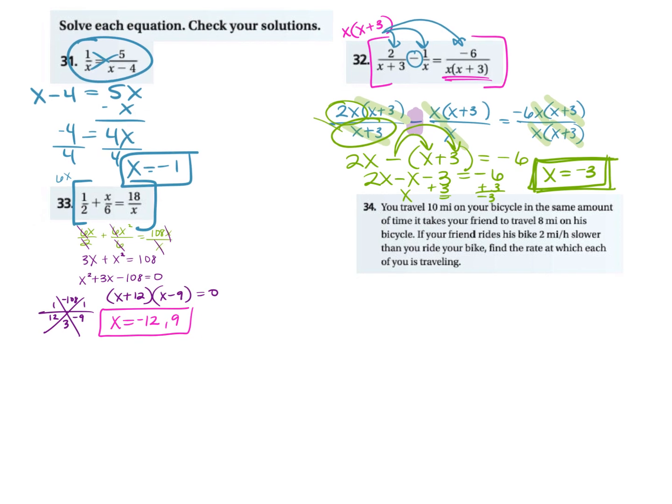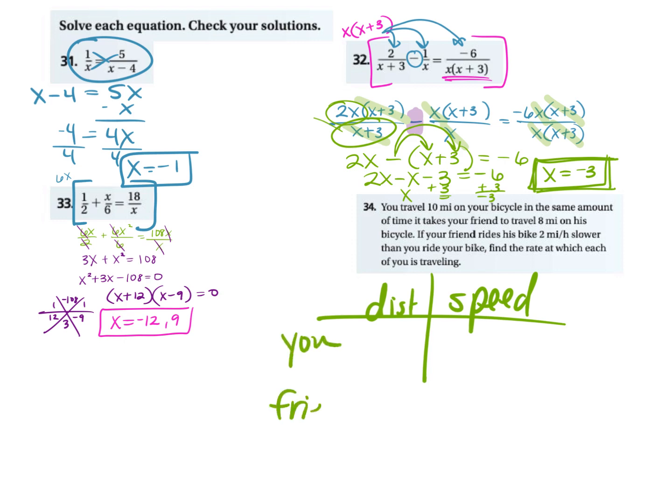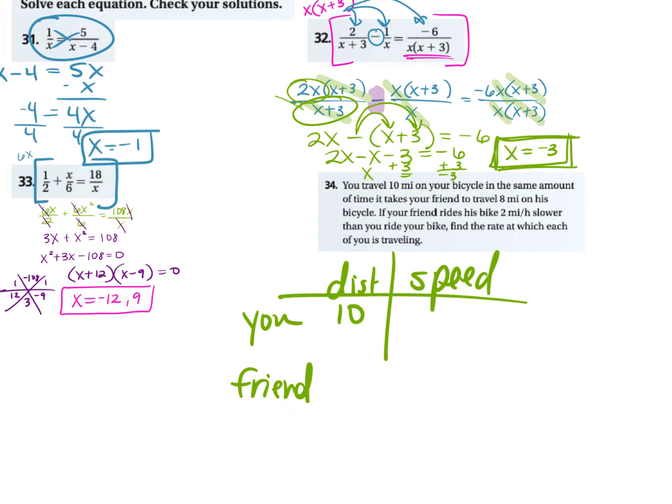You travel 10 miles on your bicycle in the same amount of time it takes your friend to travel 8 miles on his bicycle. If your friend rides his bike 2 miles per hour slower than you ride your bike, find the rate at which your friend is traveling. Okay, so if you think distance and speed, you have you and you have your friend that you're talking about. So your distance is 10 miles, in the same amount of time it takes your friend to travel 8 miles.